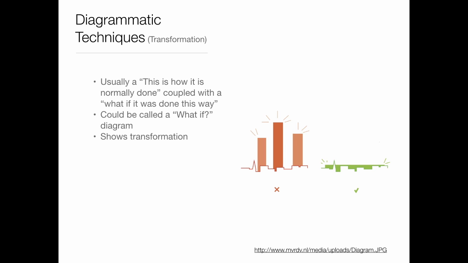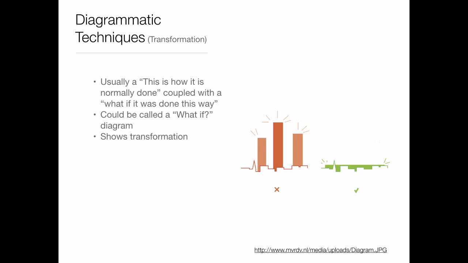Another example of a cab spotting-like diagram. And then we have transformations. Okay? This usually involves 2 drawings where this is how it's normally done. What if we did it this way? Right? So this is before, this is after. Right? So it takes 2 drawings to do it.